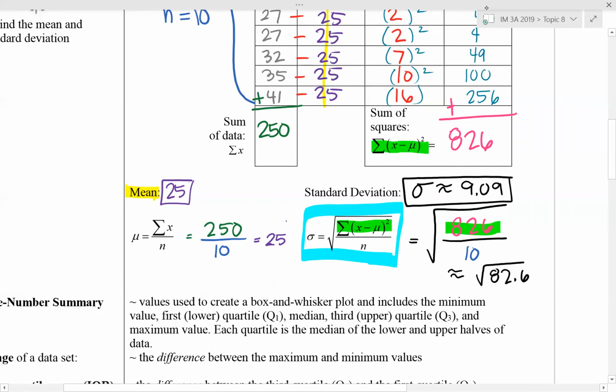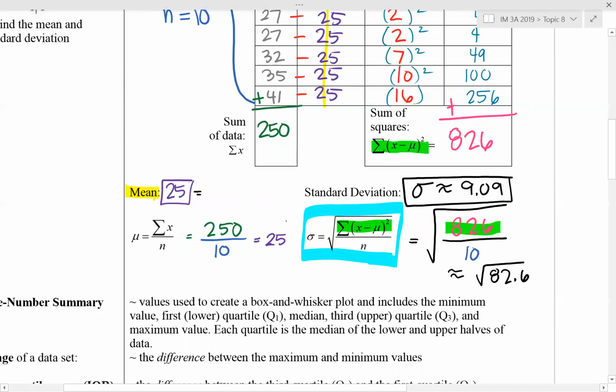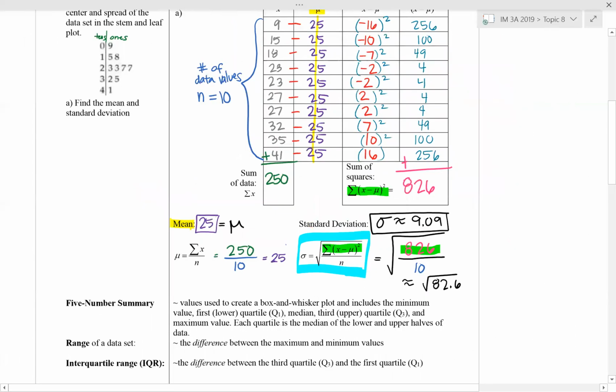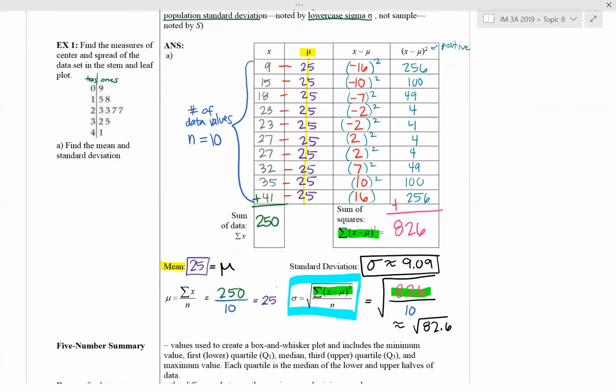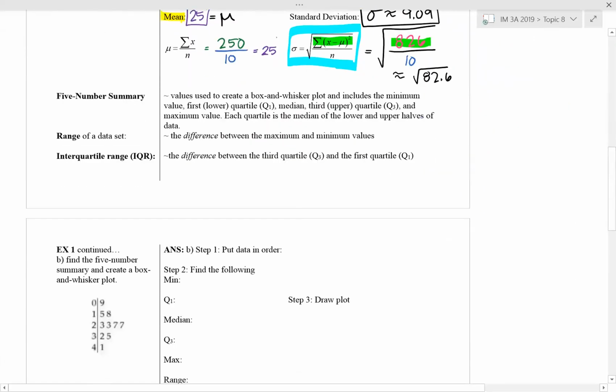So the standard deviation is about 9.09. The mean, which remember is mu, is 25. Okay, so that's finding standard deviation for a data set. Again, that's a long process, but that table will always be given to you on an assessment so that you just have to fill it in. The next thing that we're going to talk about should be a review.